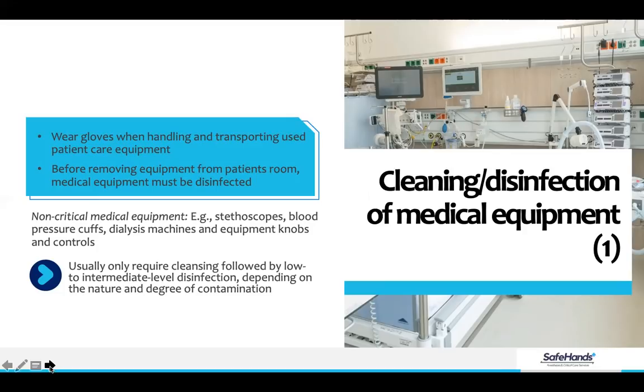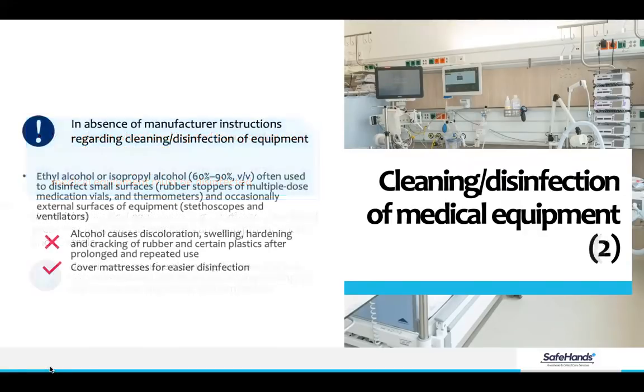Before removing equipment from the patient room, medical equipment must be disinfected. Non-critical medical equipment, for example a stethoscope, BP cuff, dialysis machine, and equipment knobs and controls, usually only requires cleaning followed by low to intermediate level disinfection, depending on the nature and degree of contamination. In the absence of manufacturer instructions regarding cleaning and disinfection of the equipment, ethyl alcohol or isopropyl alcohol is often used to disinfect small surfaces, that is, rubber stoppers of multi-dose medical vials and thermometers, and occasionally external surfaces of equipment such as stethoscopes and ventilators.